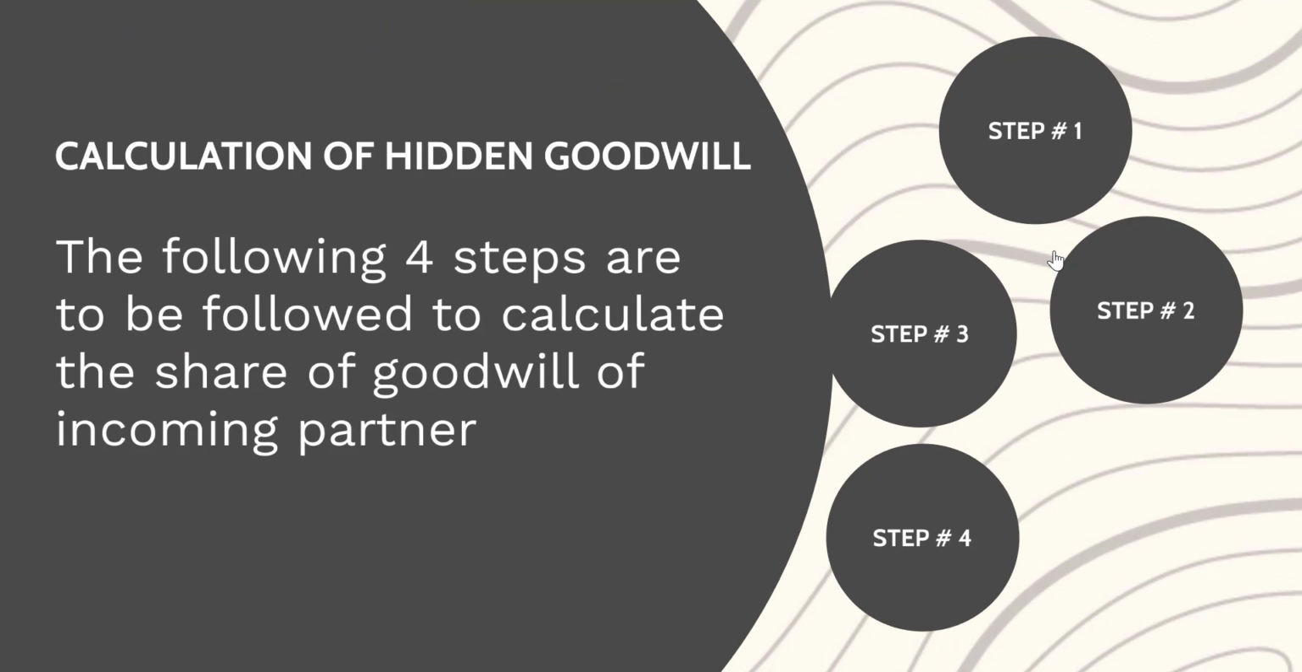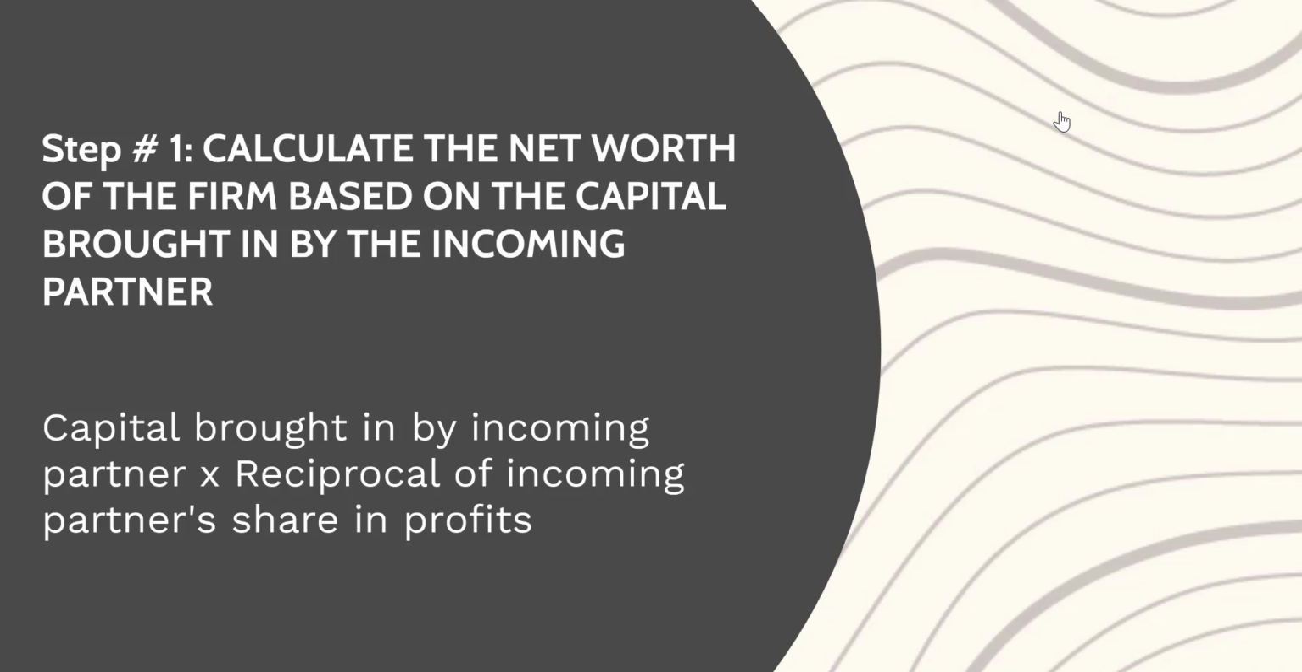Now how to do this calculation? We need to follow 4 steps to calculate the share of goodwill of the incoming partner. Step 1 is to calculate the net worth of the firm based on the capital which is brought in by the incoming partner. To get this amount, we need to take the capital which is brought in by the incoming partner and multiply this amount with the reciprocal of incoming partner's share in profits.